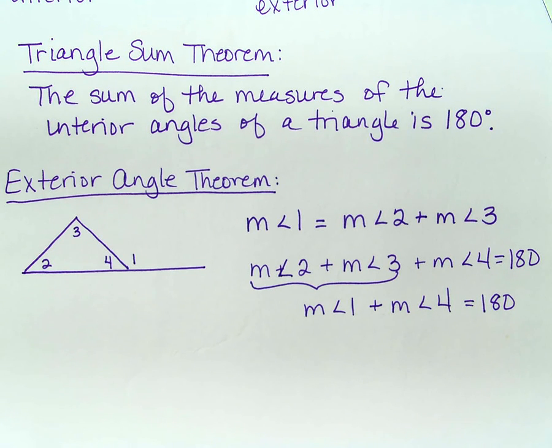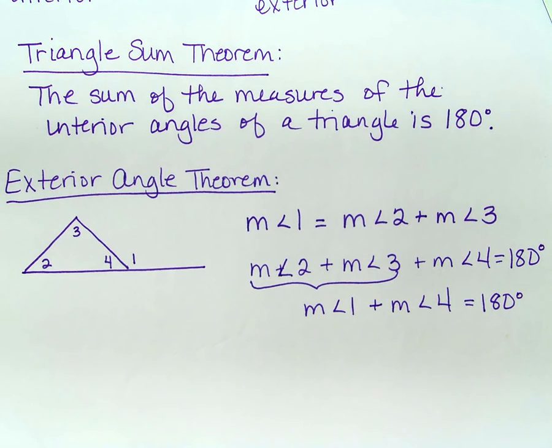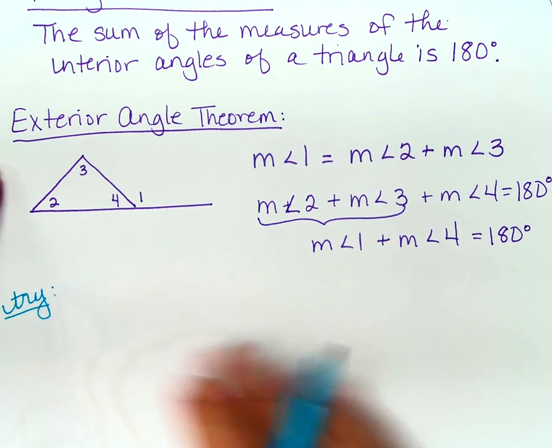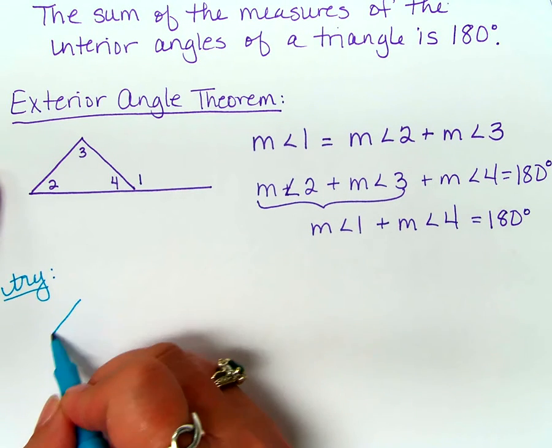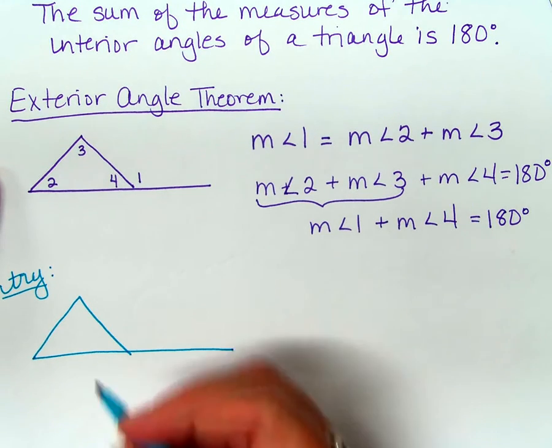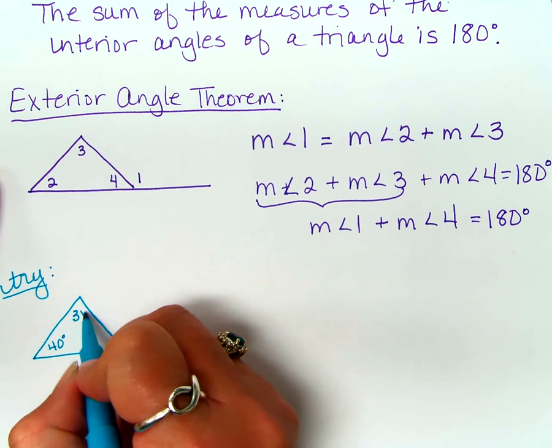So let's try an example. Oh my gosh, I'm so sorry. I missed it on both ones, didn't I? 180 degrees. I apologize. So let's try an example. Try this. I'm going to draw a picture for you to help us out. This is 40 degrees also. This is 3x.